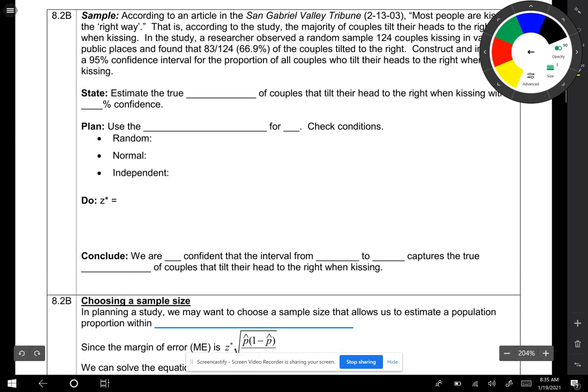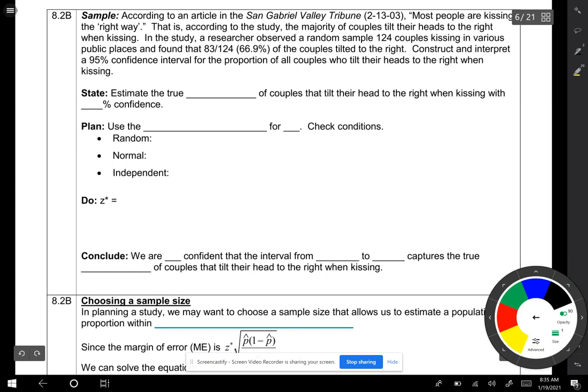Let's do an example just to bring back memories of how to do a one sample Z proportion. According to an article in the San Gabriel Valley Tribune on February 13, 2003, most people are kissing the right way. That is, according to the study, the majority of couples tilt their heads to the right when kissing. In the study, a researcher observed a random sample of 124 couples kissing in various public places and found that 83 of them, so 83 out of 124, which is 66.9% of the couples, tilted to the right.